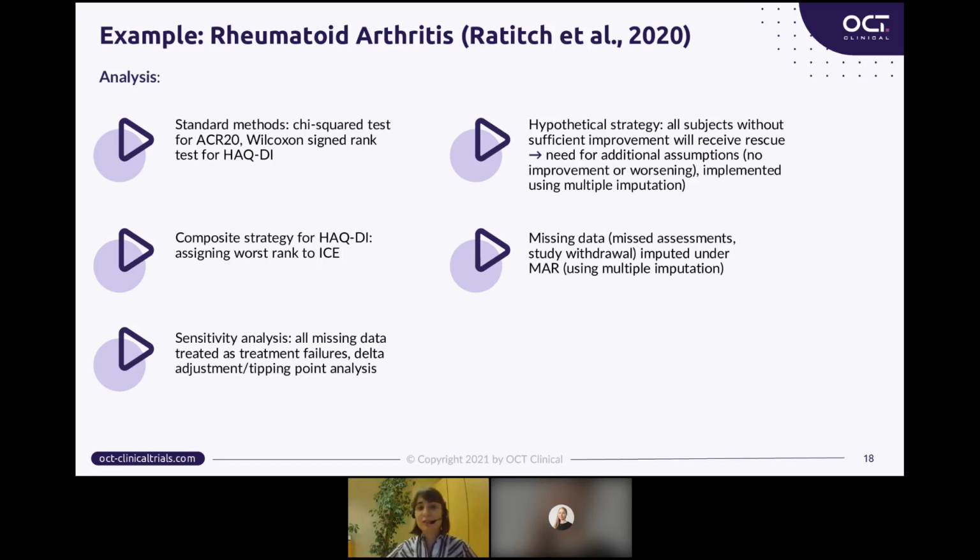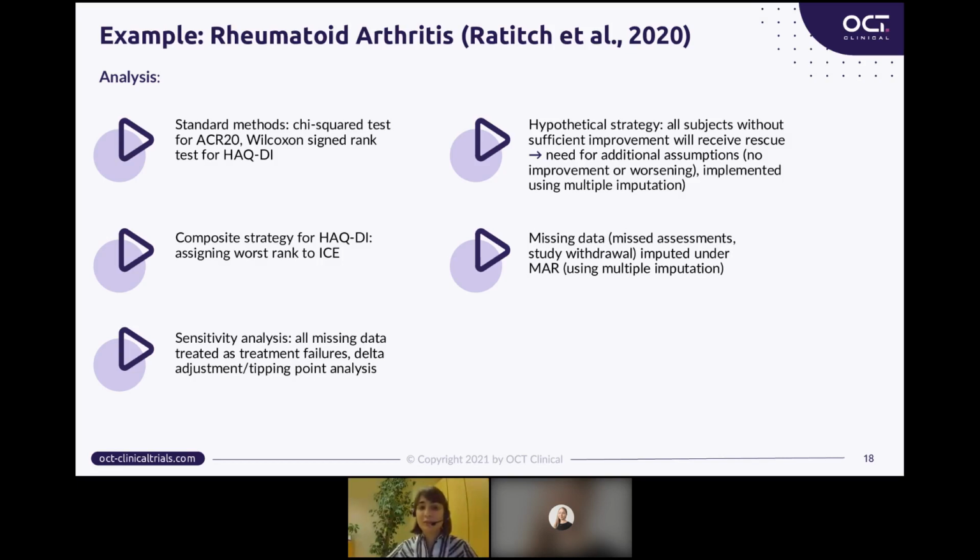Intermittent missing data or missing data resulting from study withdrawal unrelated to lack of efficacy can be imputed using multiple imputation under missing at random assumption, since it is reasonable to assume that the values would be similar to those of subjects with similar baseline and previous post-baseline values in the same group.